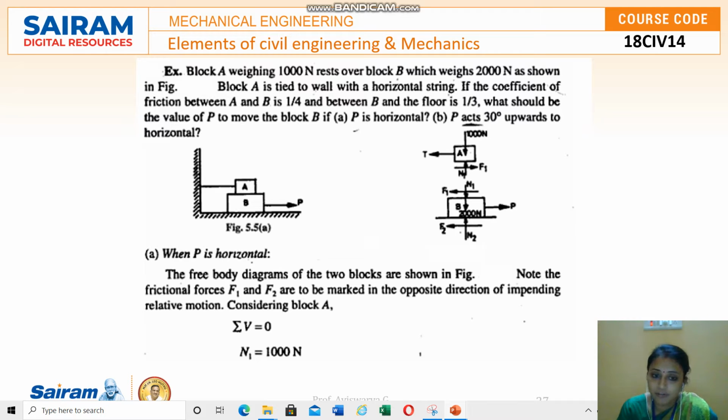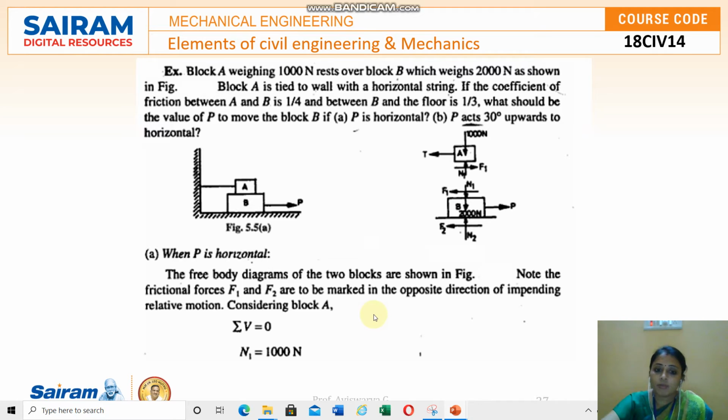For that, first we frame a free body diagram. I've told you that a tied string always carries a tensile force. Wherever the external force is acting, opposite to that is the frictional force. So F1 is plotted like this, and 1000 Newton is acting downward. Opposite to that, N1 reacts, and the same for the 2000 Newton block. On one side the external force is there, and on the other sides friction will be there. N2 acts on the opposite side of block B, and N1 on one side. After drawing this, we are going to find the answer for the first question.